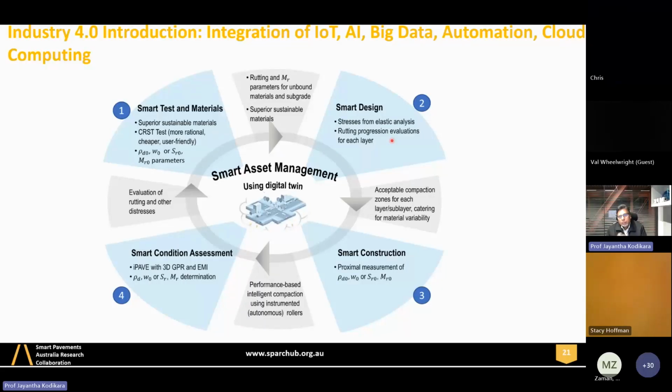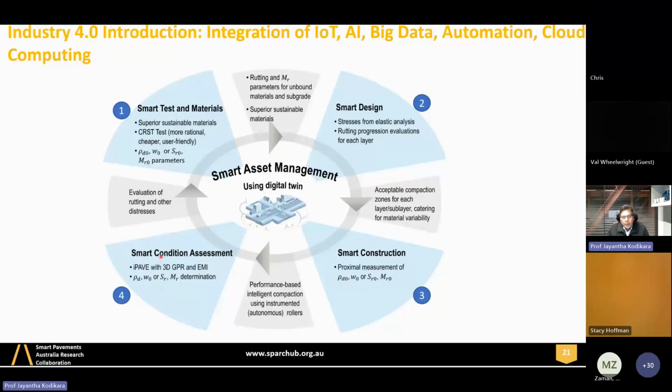And when they added up, you have acceptable rutting over the long time of the pavement. And then construction will be achieved to same parameters, achieving the density, moisture content, or degree of saturation, and resilient modulus, and therefore the rutting contributions are justified. So these are called performance-based compaction.